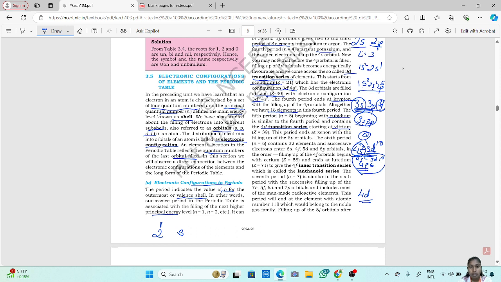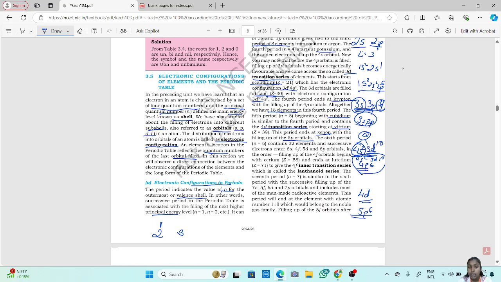Now the fifth period ends at xenon by the completely filling up of 5p orbitals. The fifth period completes, and the sixth period, ns6, contains 32 elements.